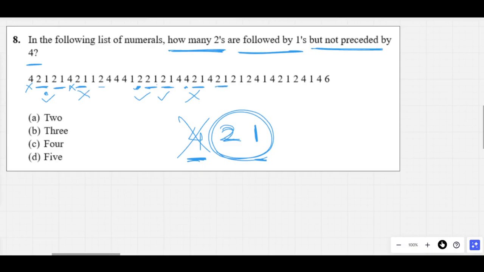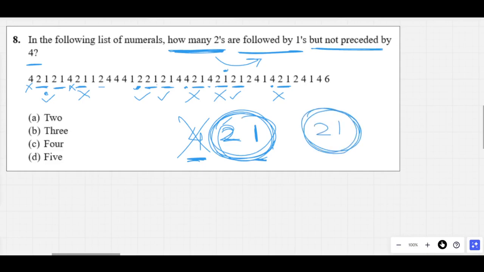There's a 2 1 here but a 4 here, not counted. 2 1 here preceded by 1, so counted. Then we have a 2 1 here, but again there is a 4 before, this is not counted, and that's all the 2 1s that we have. Remember the question was how many 2's are there, but considering the other condition, we made our question to find not 2's but 2 1s.